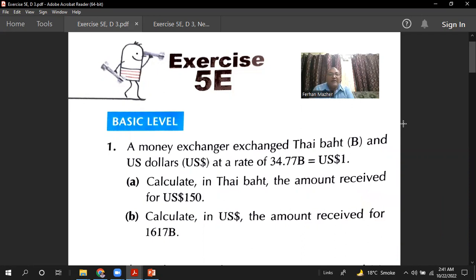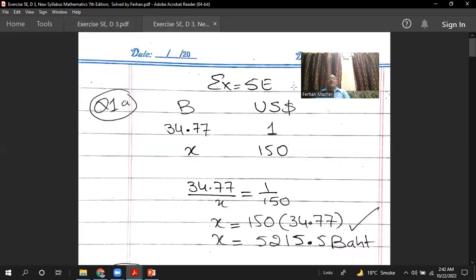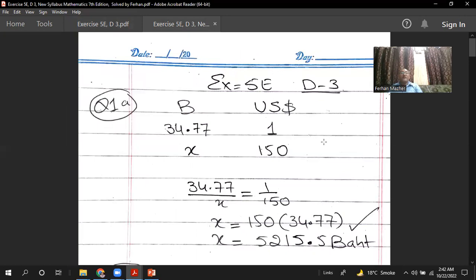A money exchanger exchanged Thai baht and US dollars at a rate of 34.77 baht equals 1 US dollar. Calculate in Thai baht the amount received for 150 US dollars. So let me show you the solution. The solution is coming up on your screen.